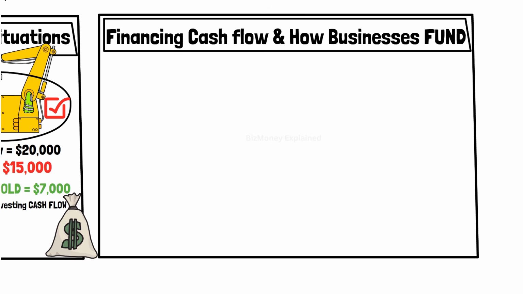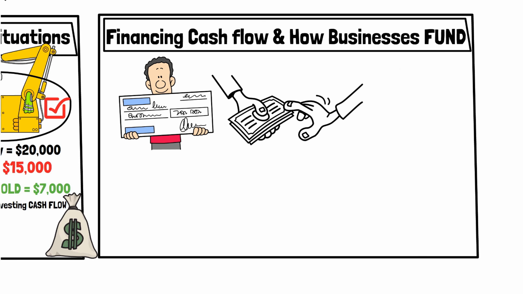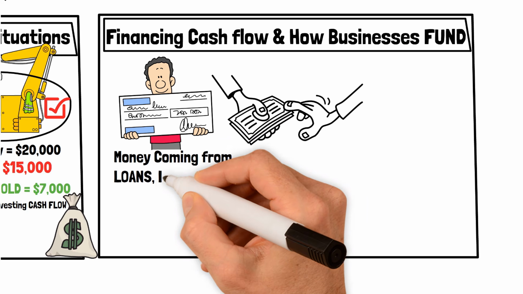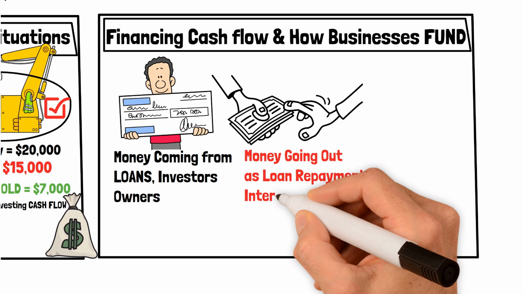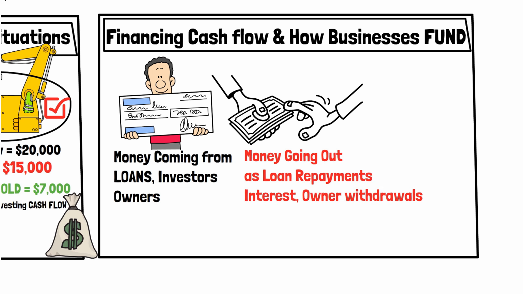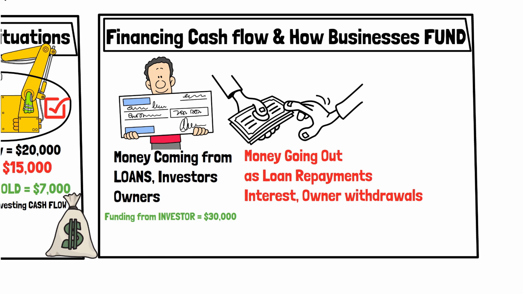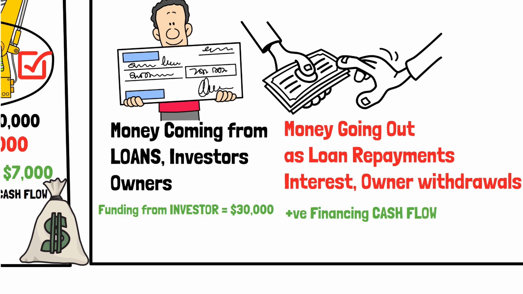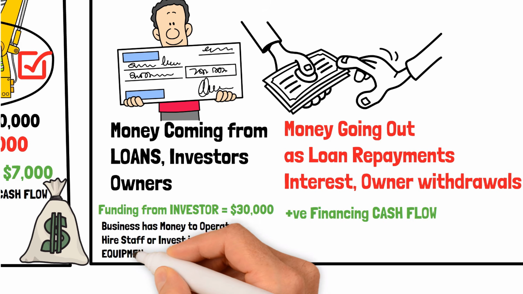Fourth, financing cash flow and how businesses fund themselves. Financing cash flow shows how a business raises cash and how it pays that cash back. This section includes money coming from loans, investors, or owners, and money going out as loan repayments, interest, or owner withdrawals. Consider a startup business that receives funding from an investor worth $30,000. This cash enters the business and is recorded as positive financing cash flow. The business now has money to operate, hire staff, or invest in equipment.